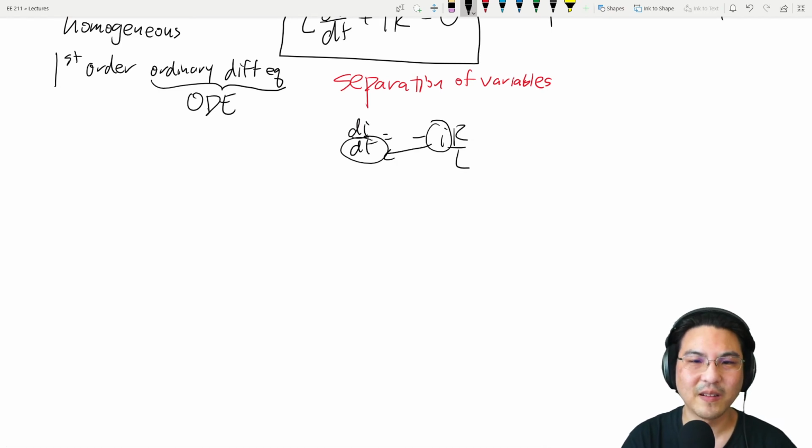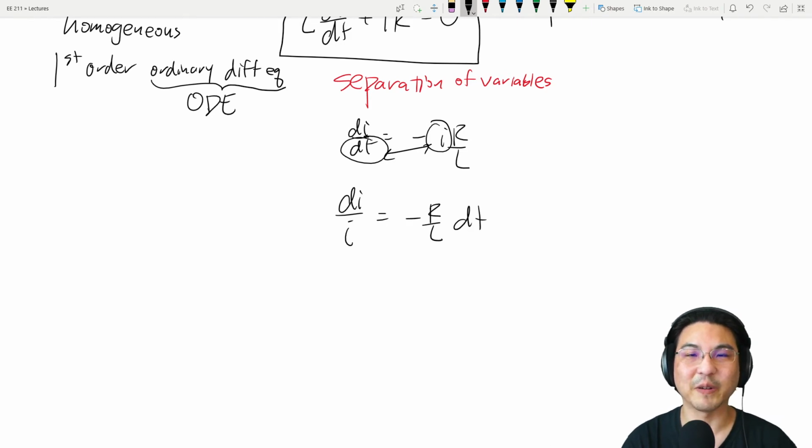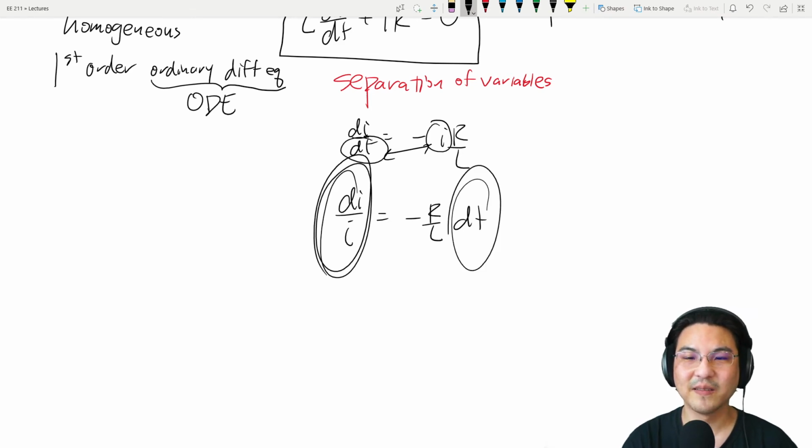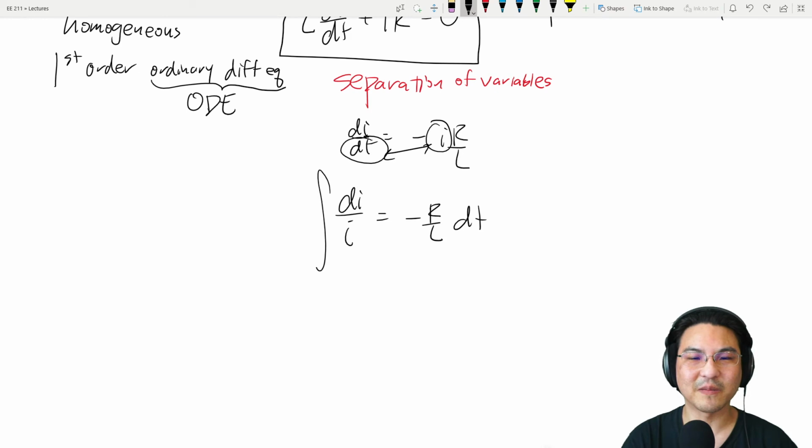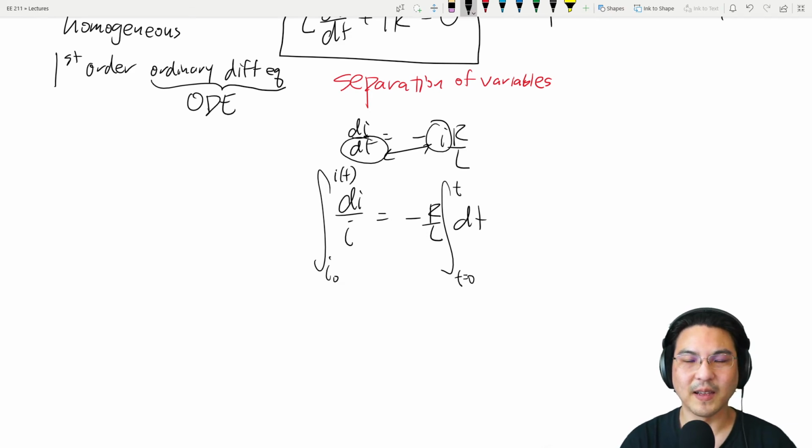So then we have di over I, and then minus R over L dt. So there we go. We successfully separated variables. I on this side, t on this side. Now we just go like that, integrate from t equal to 0 to some other time later. I at t equal to 0, I at t. I'm just going to call this I naught, just so less writing. Okay, and let's integrate this.